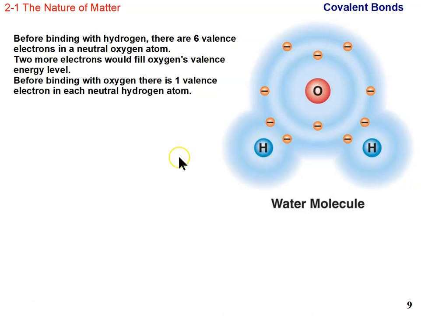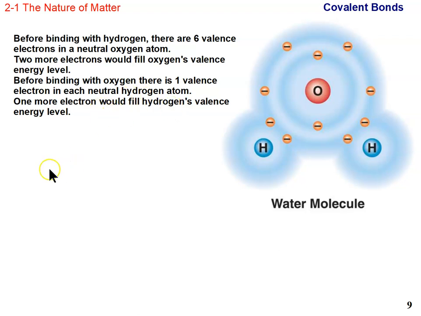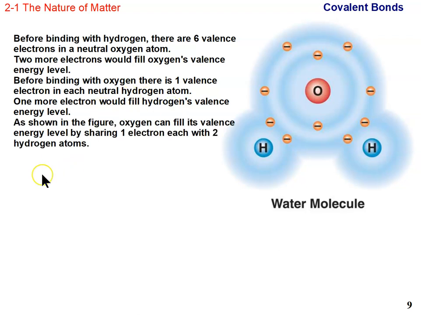It would like to have 2. 1 more electron would fill hydrogen's valence energy level, right? That's what it wants to do. That's what would make it feel more stable. So as shown in the figure, oxygen can fill its valence energy level by sharing 1 electron each with 2 hydrogen atoms.